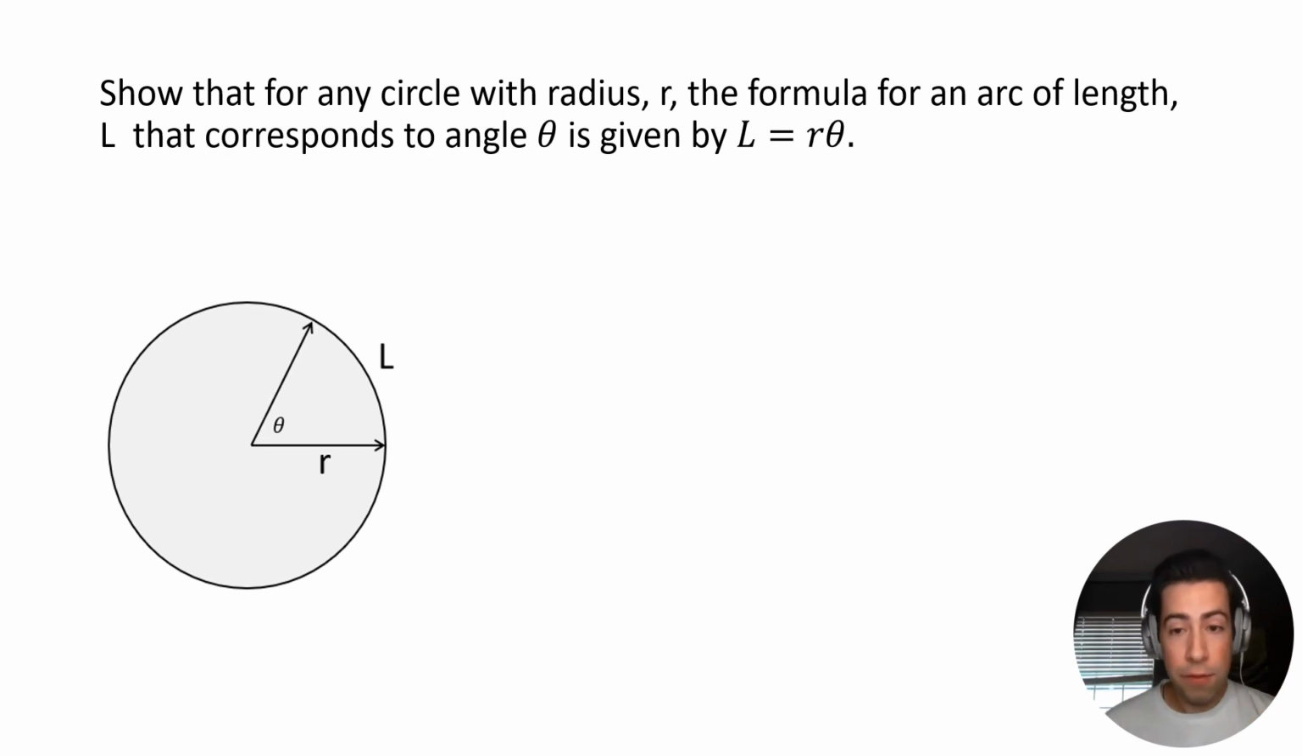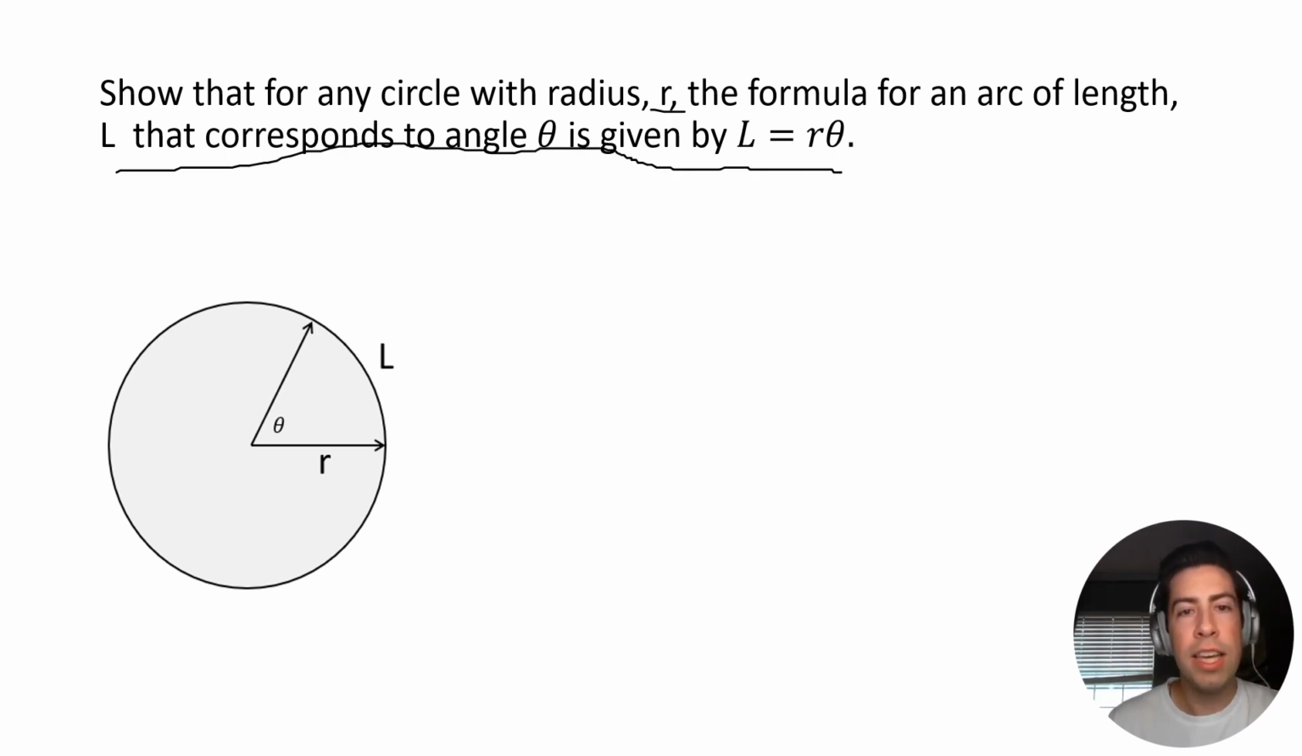All right, guys, so that's it for now. We now have the foundation to solve this problem. So let's go ahead and read out the question. Show that for any circle with radius r, the formula for an arc length L that corresponds to angle theta is given by L equals r theta. So guys, basically what this is saying is, what is the length of this little section right here? This is a very interesting question, and let's go ahead and start breaking it down first.